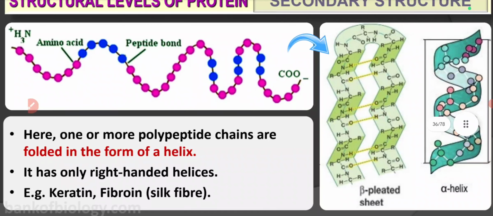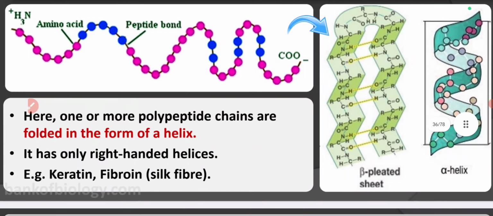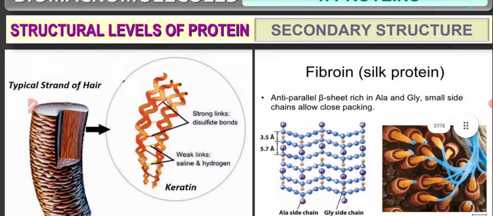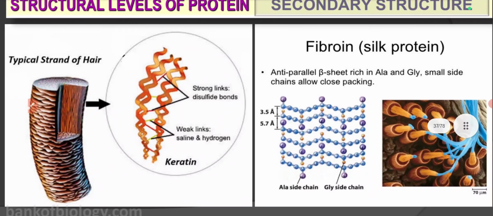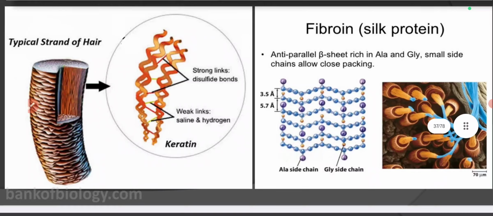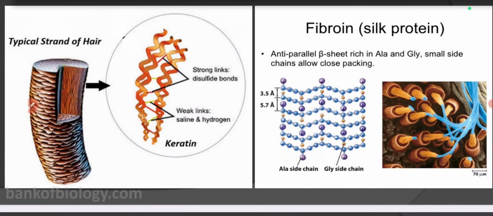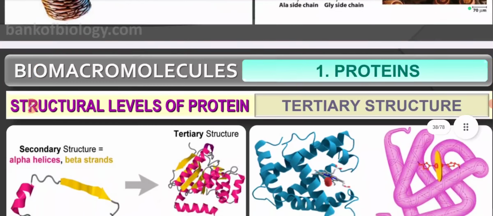Secondary structure: here one or more polypeptide chains are folded in the form of a helix. It has only right hand helix, example keratin. Fibroin, which is a silk fiber, is another secondary structure: silk protein, antiparallel beta sheet rich in alanine and glycine, small side chains allow close packing. As you can see in this diagram, here it is keratin, a typical strand of hair. So these are the secondary structures of protein.